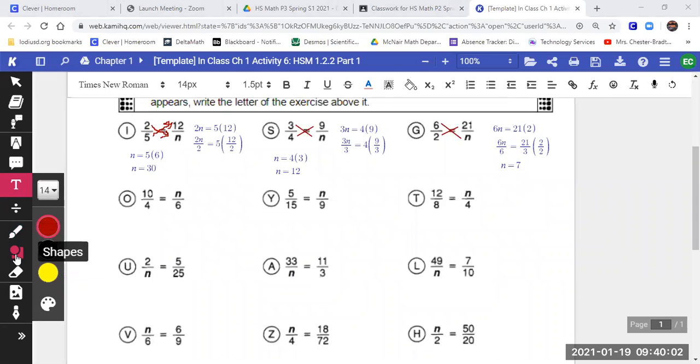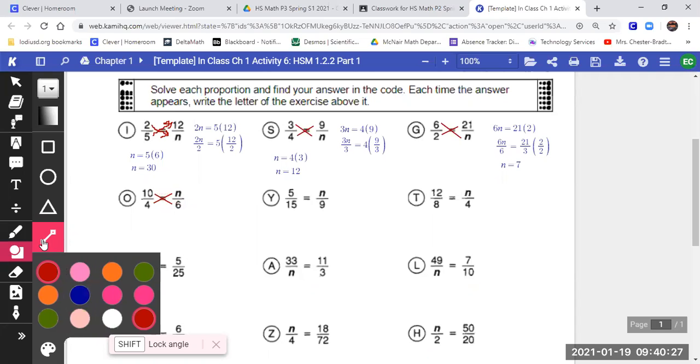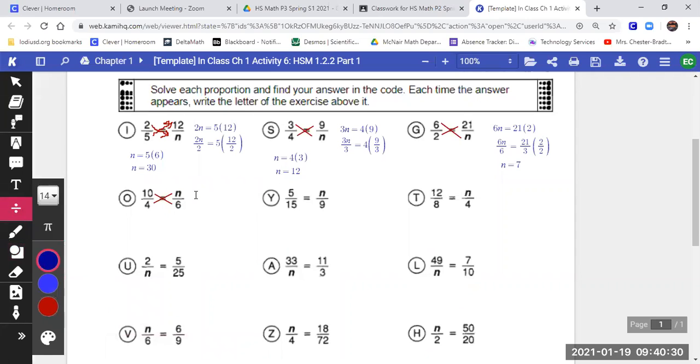Let's see. Who can tell me the first step? What should I do first? Cross multiply. So I'm going to use my little line feature, and I'm going to connect the bottom of the left to the top of the right, and the top of the left to the bottom of the right to make the cross multiply, right? Then I get my equation. What am I going to say first now that I cross multiply? What do I recommend you always do first?